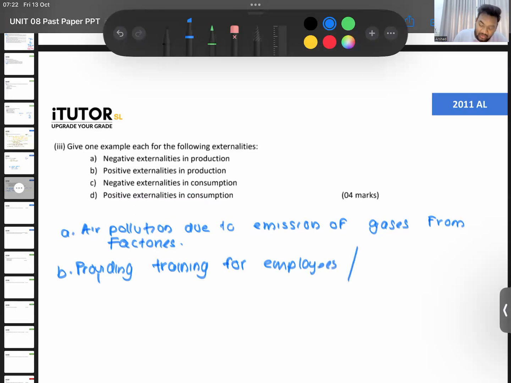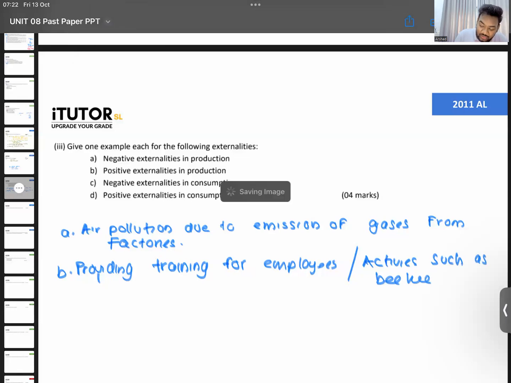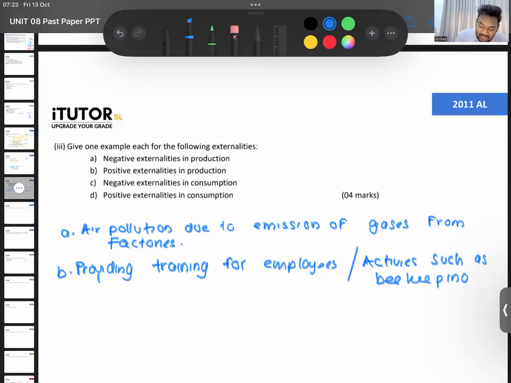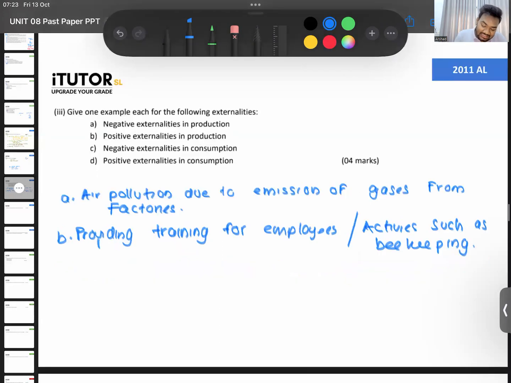Maybe you can also say activities such as beekeeping. Now see, if you have a beekeeper next to you, all your flowers in your house will nicely grow. So if you are a florist and there is a beekeeper next to you, you're definitely benefited. Then negative externalities in consumption.